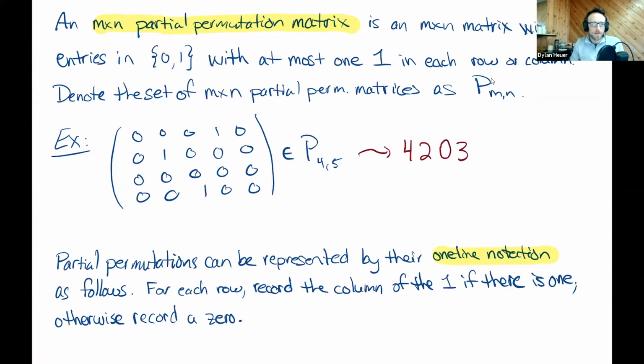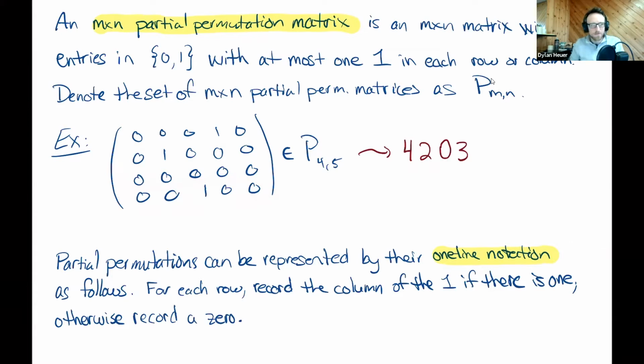We can get a one-line notation in a similar way to regular permutations, just by recording the position of the 1 in every row. In this example, I have in row 1 a 1 in position 4, in row 2 a 1 in position 2, and then there are no 1s in row 3, so I record a 0, and in the fourth row there's a 1 in position 3, so I get this one-line notation 4203.